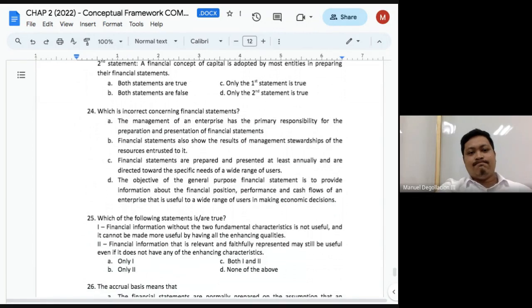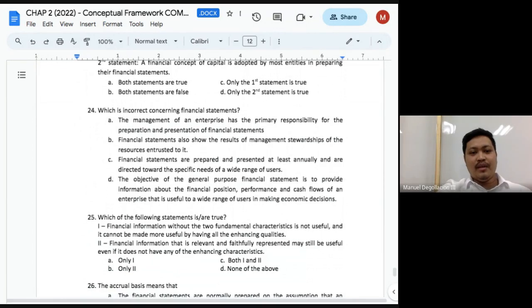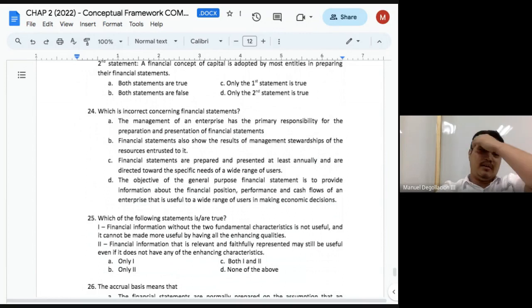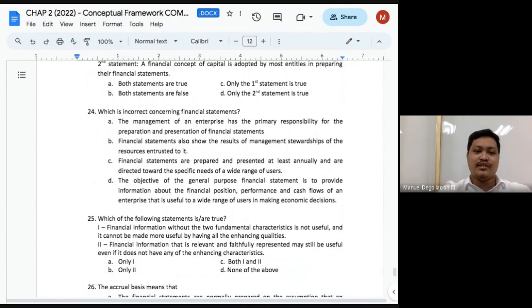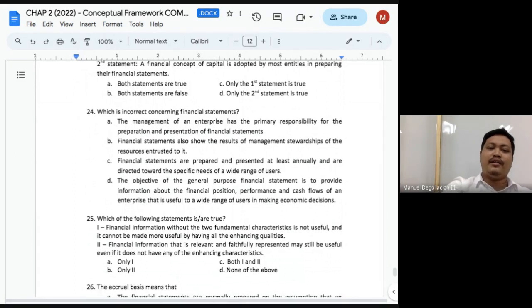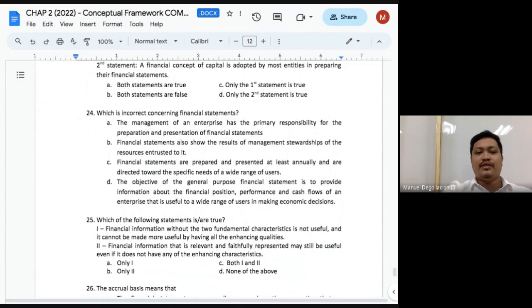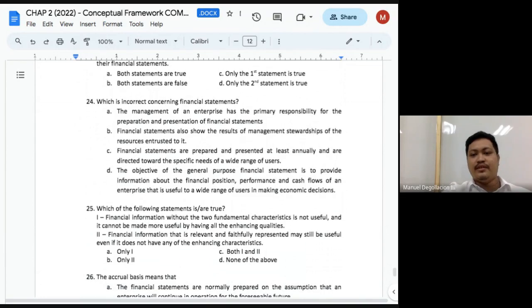Letter B, although management stewardship is not the primary purpose of your financial statements. It cannot be avoided that financial statements can show the results of management stewardship. Letter D is definitely a true statement. So that's why number 24, the answer is letter C.